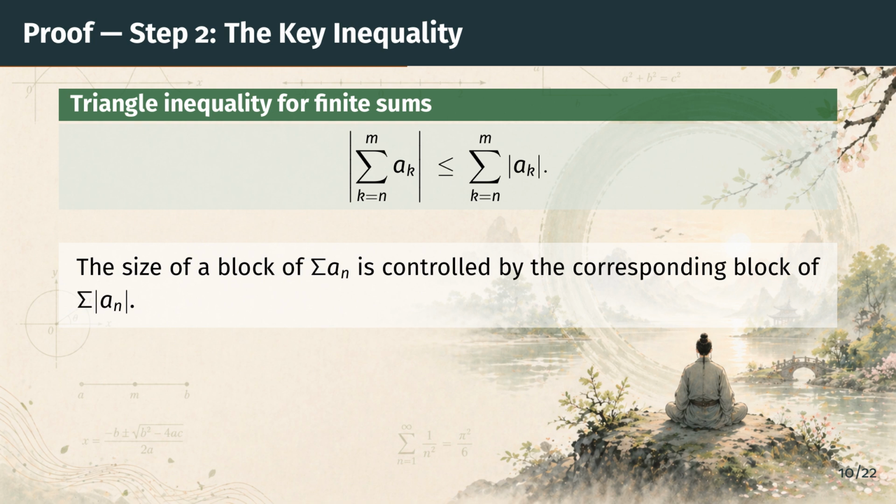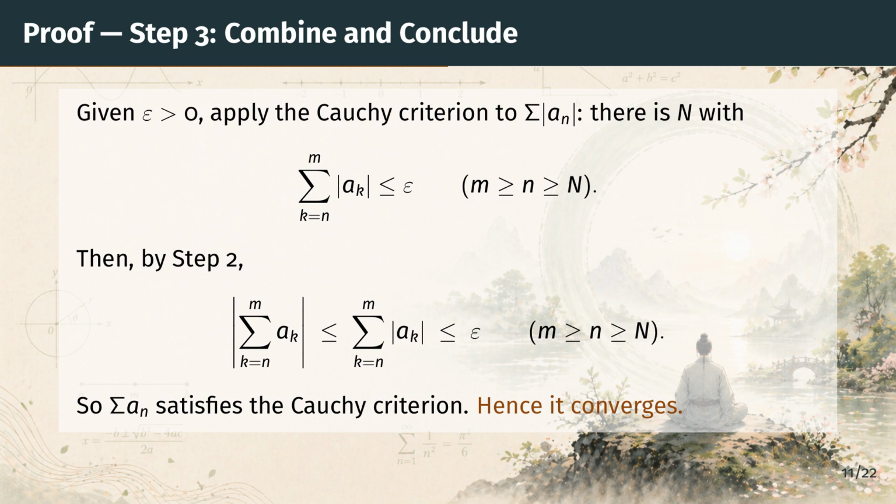So if we can make the blocks of the series of sizes small, the blocks of the original series are forced to be small too. Next, we combine the two facts. Now we put the pieces together. Fix any epsilon greater than 0.